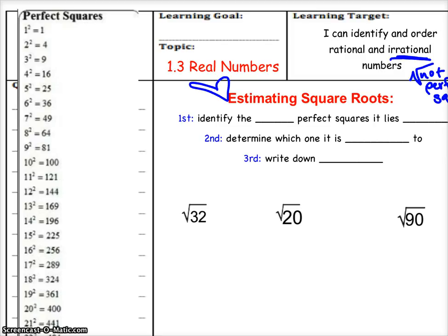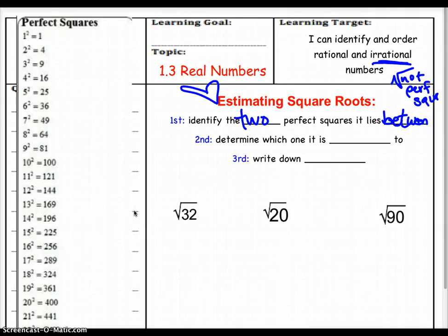Okay, Austin? So the first thing you want to do is identify the two perfect squares it lies between. The second thing we're going to do is determine which one it is closest to. And then we're going to write down the estimate.